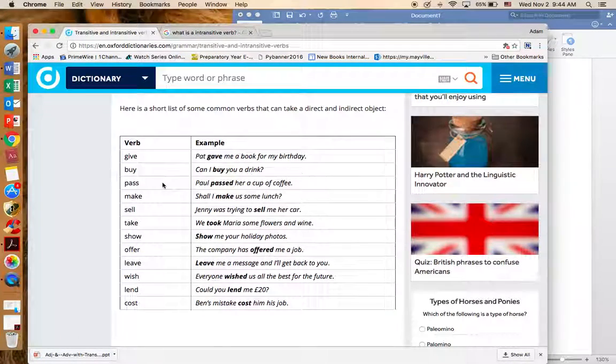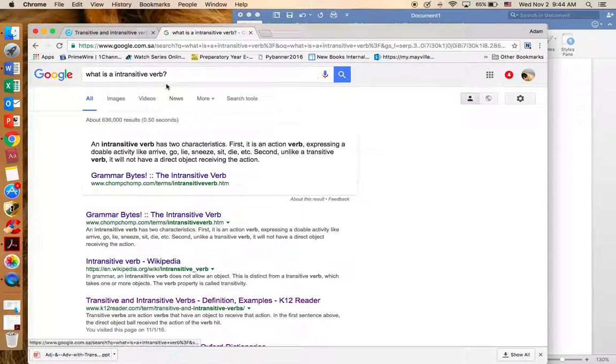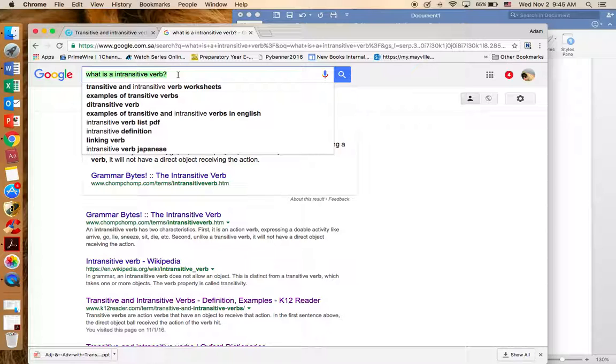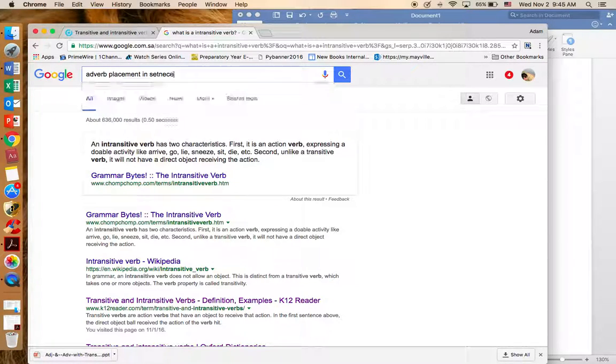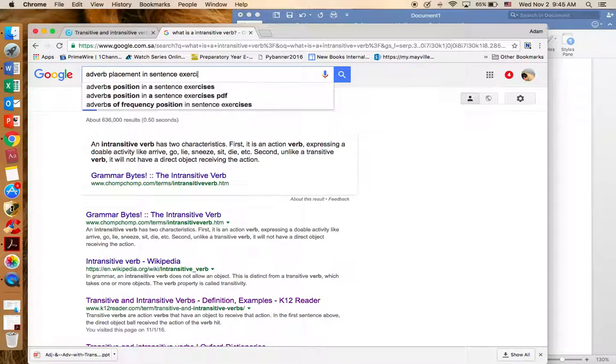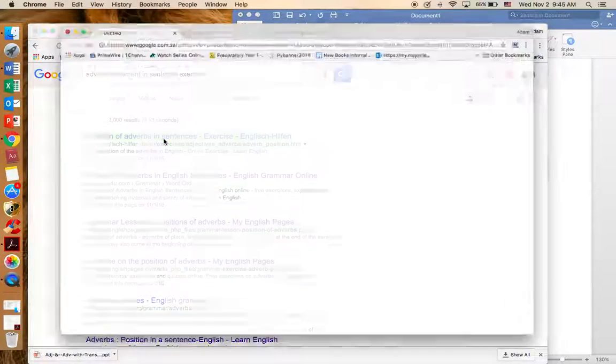transitive verbs, you can find them on the internet. You can find more information on where adverbs go in a sentence, adverb placement in sentence, and we could say exercises. Maybe you find some exercises here. I've already looked at some of these. Lots and lots and lots of practice on the internet.